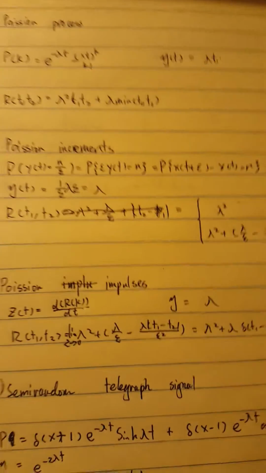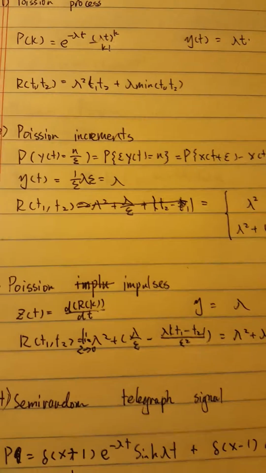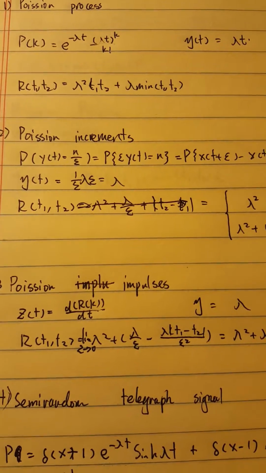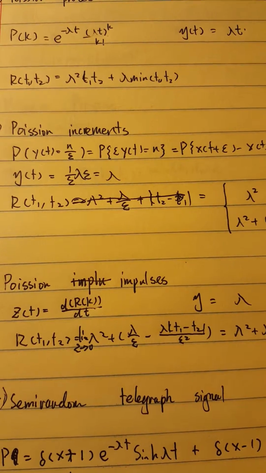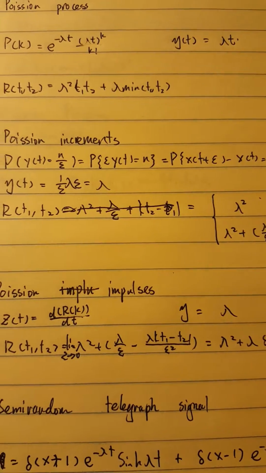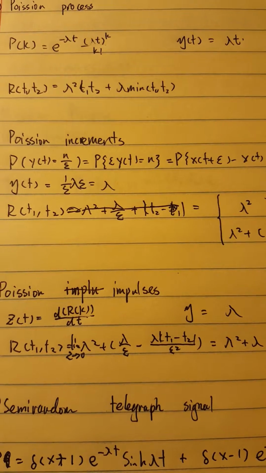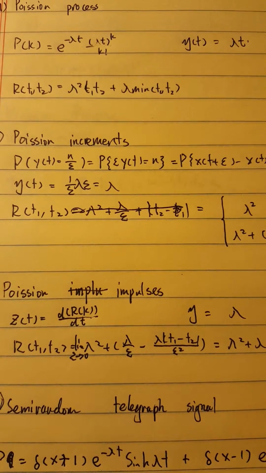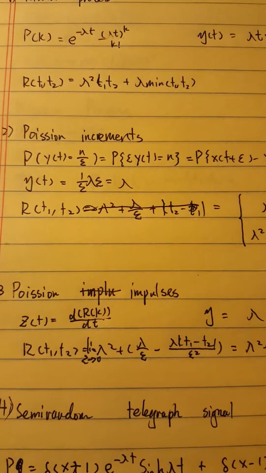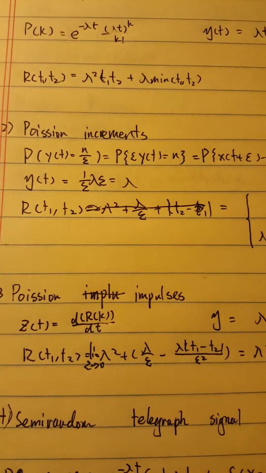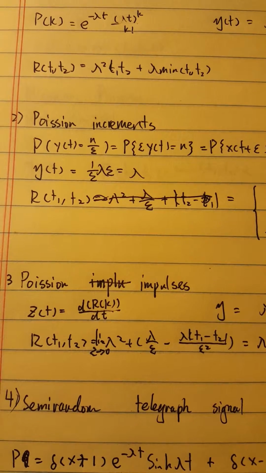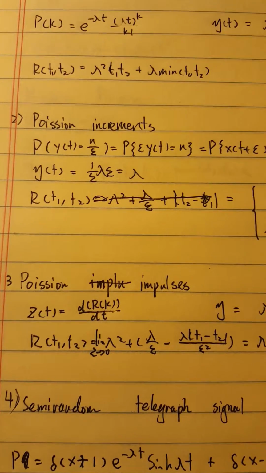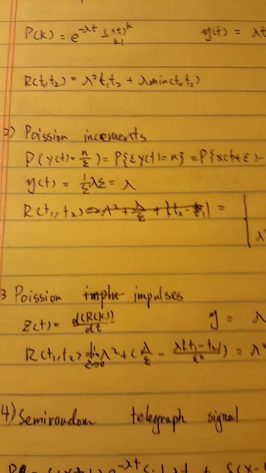This process has been discussed in the class and the previous homework, so we can directly see the probability mass functions, and the expectation of the mean is just equal to lambda times t, and its autocorrelation function is just equal to lambda squared times t1 times t2 plus lambda times the minimum of t1 or t2.